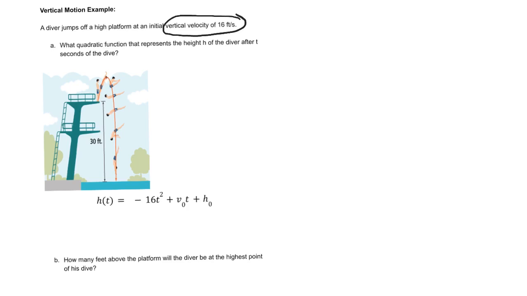So we are going to use this general form that models a vertical velocity problem. This will be given to you on the test, so you don't need to memorize it. Now, there are a couple variables in here that you need to know. V sub 0, or v naught, sometimes people call it, stands for the initial velocity.